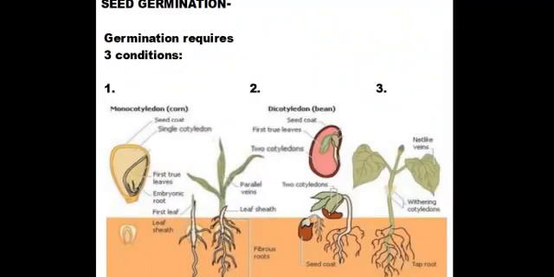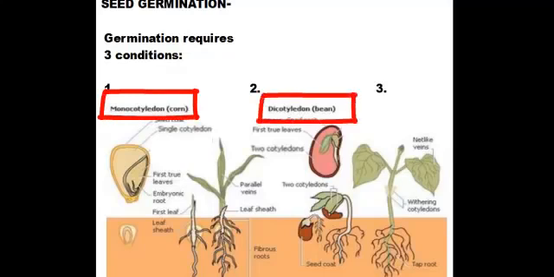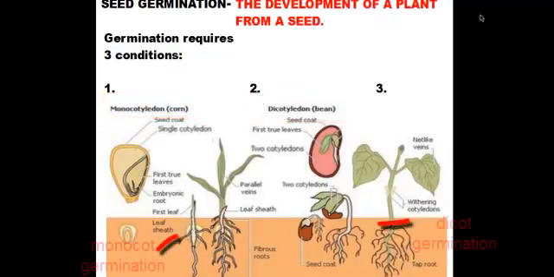Alright, so here we have the germination of two types of seeds. We have our monocot here on the left and our dicot here on the right. But before we talk about that, what you need to know is that the word germination is the development of a plant from a seed. So as a seed sprouts and grows into a plant, that is when the seed starts to germinate.